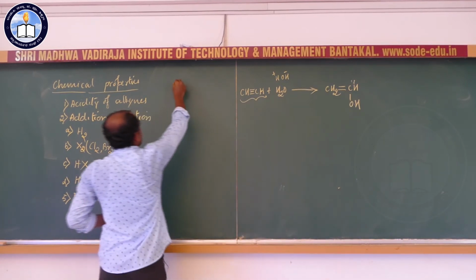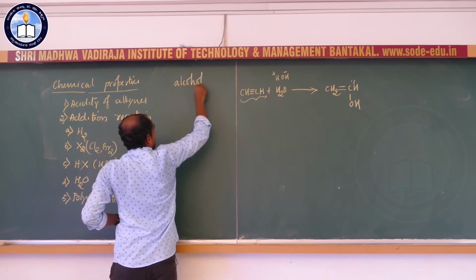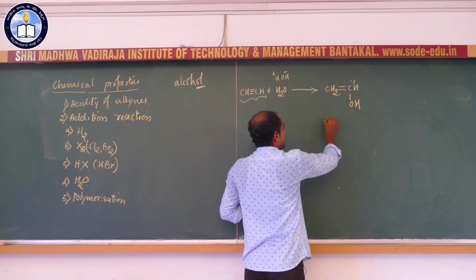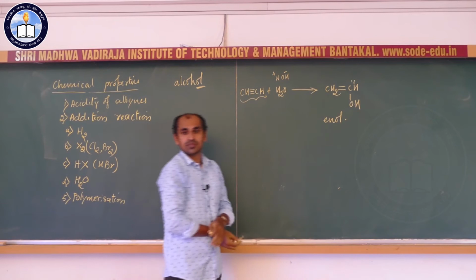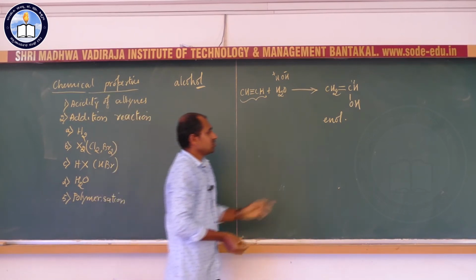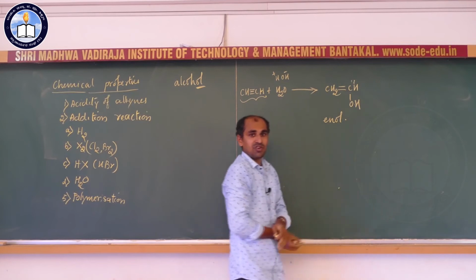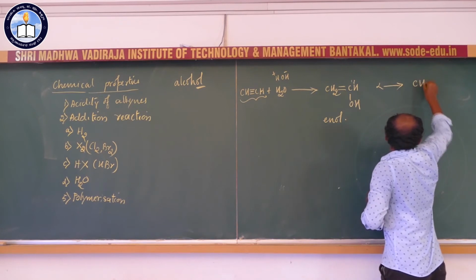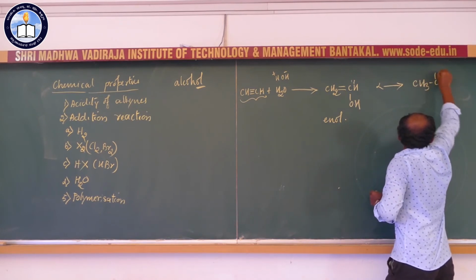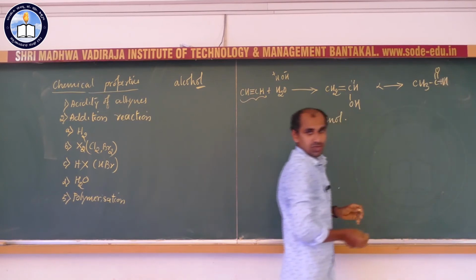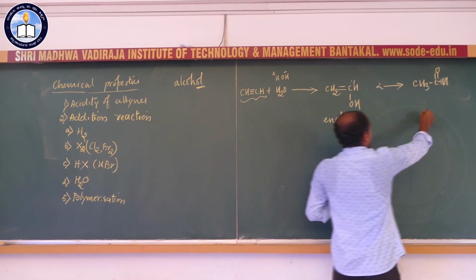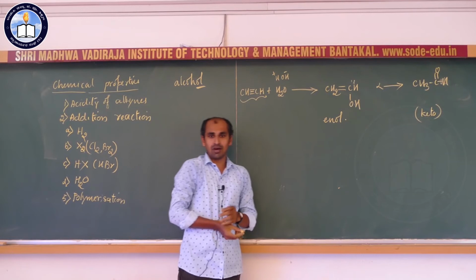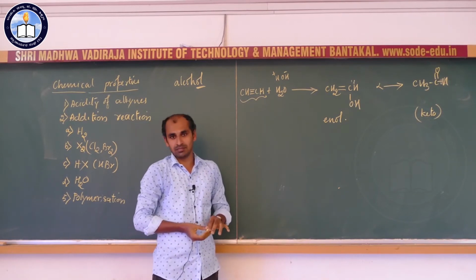In alcohol, the suffix is written as ol. So it is ene plus ol, and that is why this molecule is called an enol group. This enol group immediately undergoes tautomerism to give the corresponding carbonyl group. The carbonyl group is the CHO group, CH3CHO. It is called the keto or carbonyl group. This interconversion is called keto-enol tautomerism.